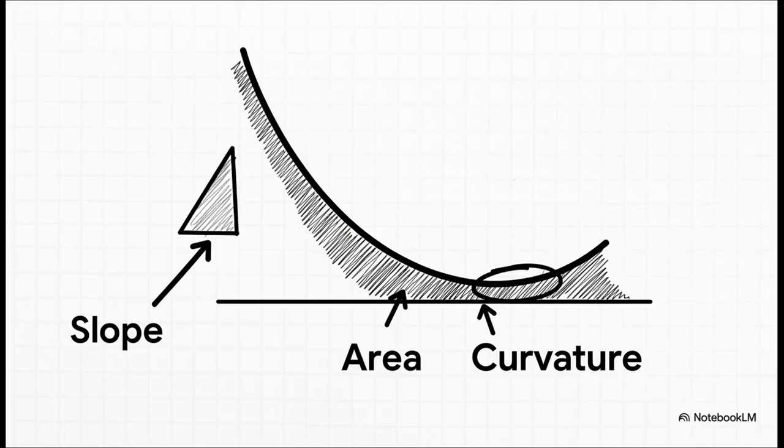The slope, which is just the steepness of the line, tells us how fast something is changing. The area underneath the line tells us the total amount that's been accumulated. And any curve in the line tells us if that rate of change is actually speeding up or slowing down.